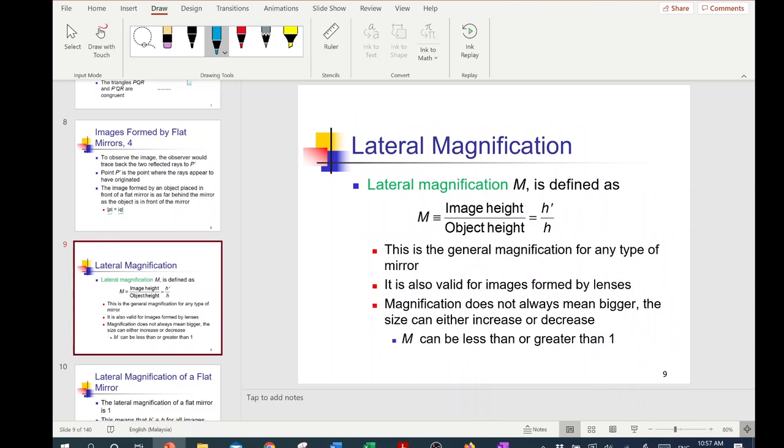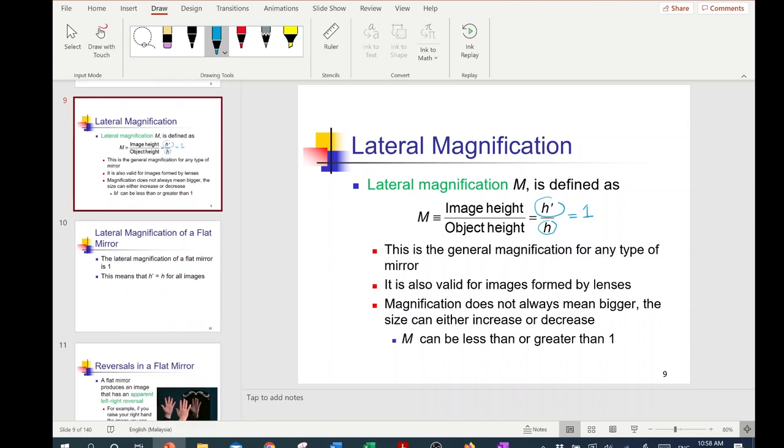In terms of lateral magnification M, this M is defined as the image height, h prime, divided by the original object height, which is h. For a flat mirror, they are actually the same value, so we have a value of 1. M is equal to 1 for any flat mirror. This equation can be used for other types of mirrors and lenses as well, but the M value will be either greater or lower than 1. For a flat mirror, it is always equal to 1.